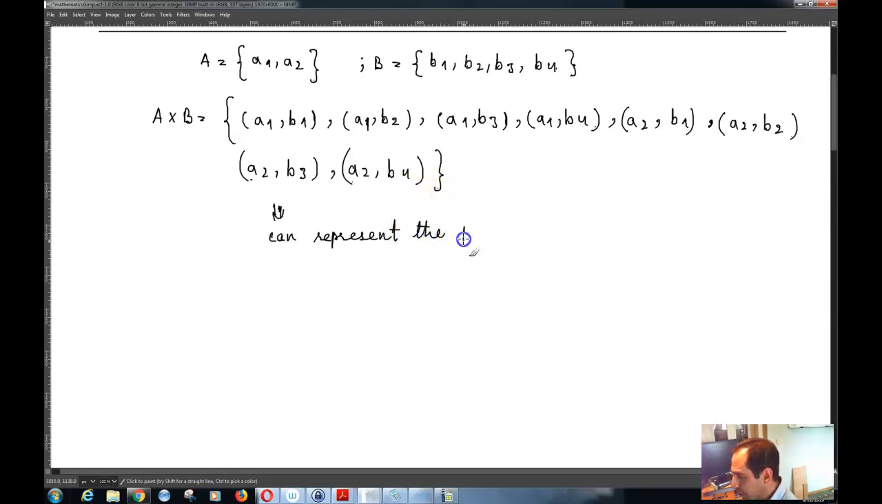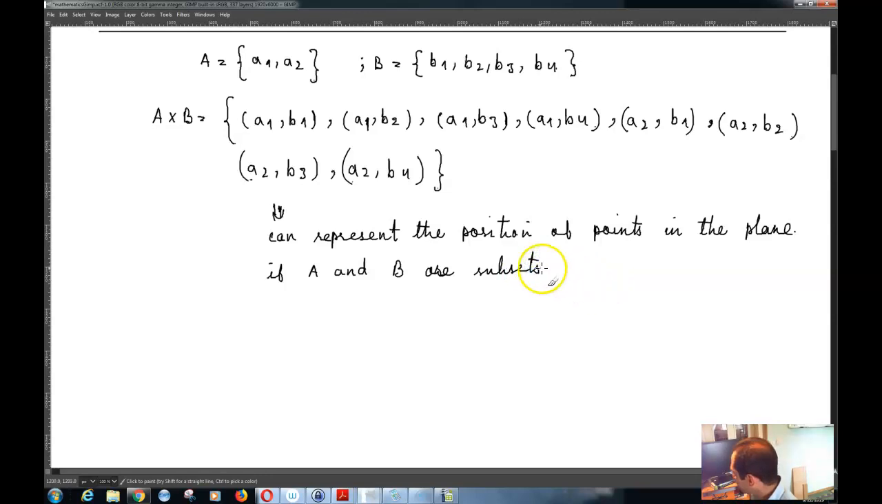So these can represent the position of points in the plane, if the sets A and B are subsets of the set of real numbers, and it is obvious that the point, and of course you can take this as, for example, this point, you can take it as A1 and, for example, A2, and then you would have, for example, B1, B2, B3, B4.